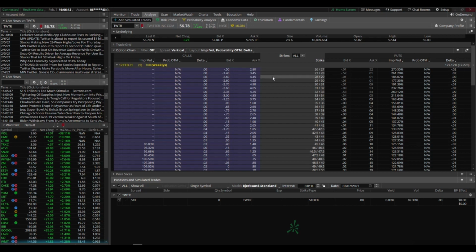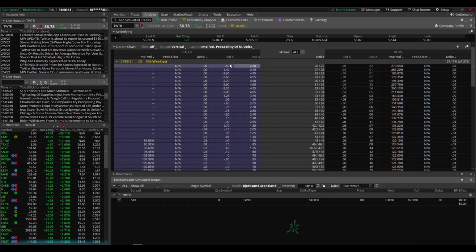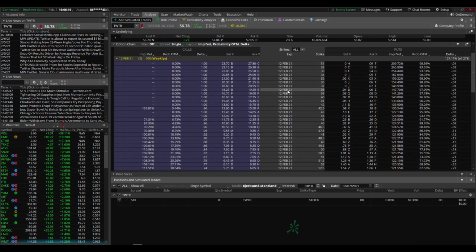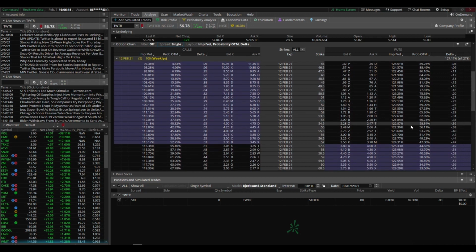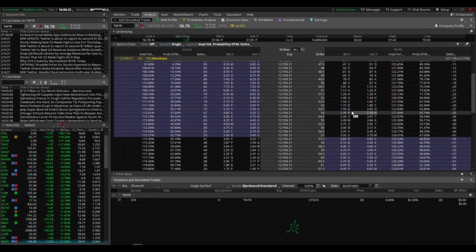We would want to take advantage of selling that premium and collecting that premium on that date or by the end of the week. So in Thinkorswim, you can actually look at the option chains, either calls or puts, and you can choose that you'd want to look at the implied volatility, probability of the money, and your delta.